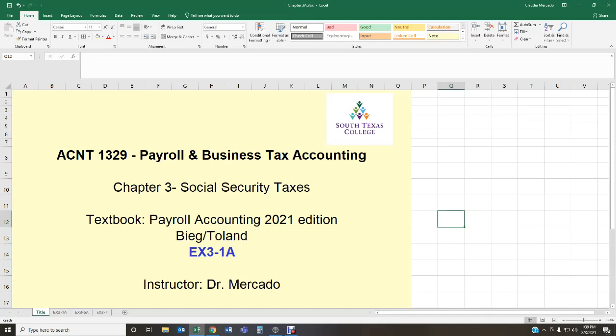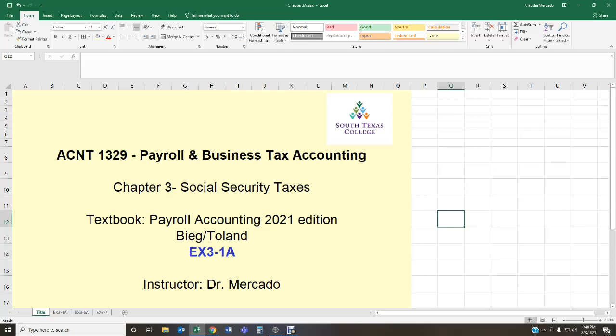This week we are going to begin covering content from Chapter 3, which deals with Social Security taxes. Now, I can't emphasize this enough. Please make sure that you read the chapter before you attempt either your quiz or your homework. It's imperative that you understand the content before you're able to apply it to the actual problems.